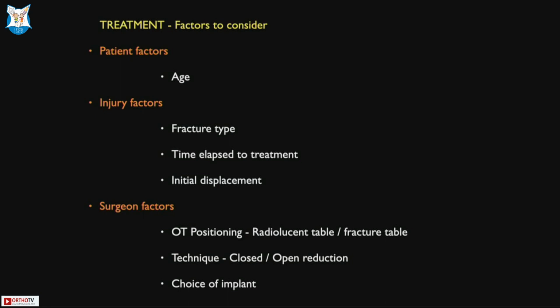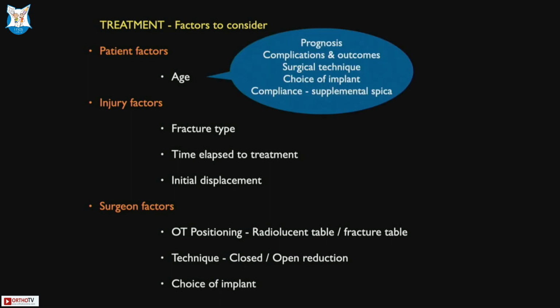So before you manage them, you need to know what are the factors which can have an impact on your outcome and what are the factors amongst those which you can control. Patient factors you really can't control, but they have an important impact on your outcome. Prognosis depends on the age. The complication rates of AVN are higher in the older children.